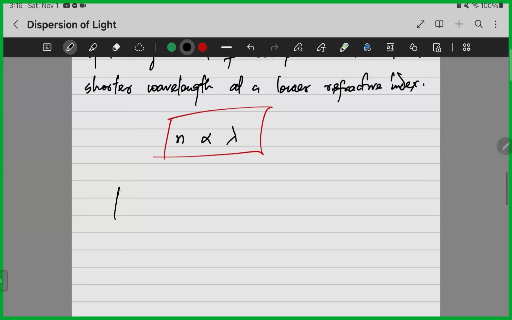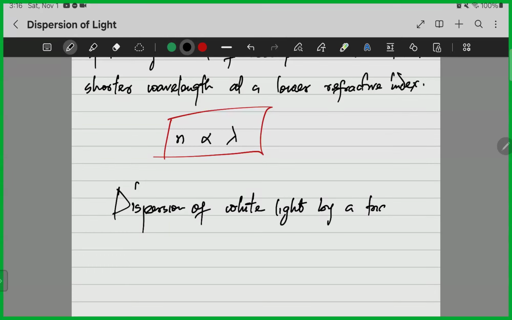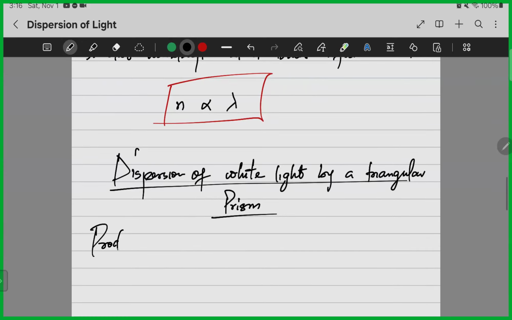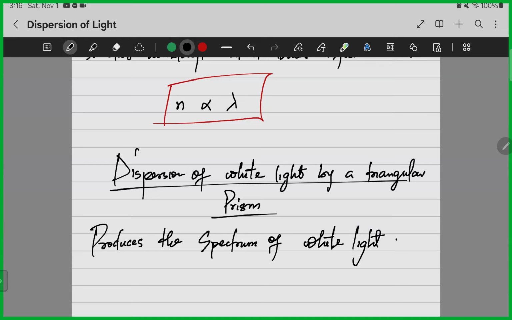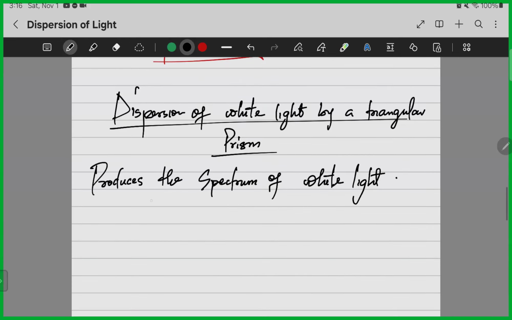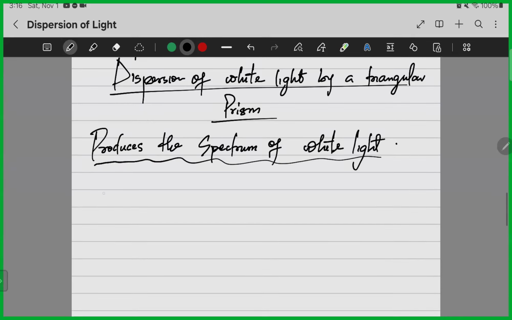So there is another subtopic called dispersion of white light. We're going to look at something interesting now by a triangular prism. And this produces the spectrum of white light. This is an important part in physics. So listen attentively to the explanation first before I now give you one of the common things that you know.